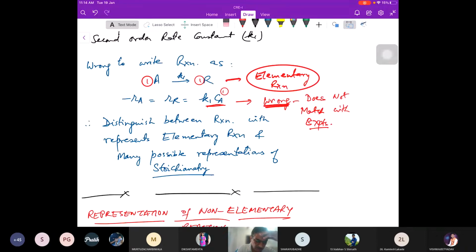So that is why we should distinguish between a reaction which represents an elementary reaction and many possible representations of stoichiometry, right? So we should distinguish between a reaction which represents an elementary reaction and many possible representations. There are different representations of stoichiometry; हम 2A gives 2R भी लिख सकते हैं and A gives R भी लिख सकते हैं, but this is not an elementary reaction. This is an overall reaction.